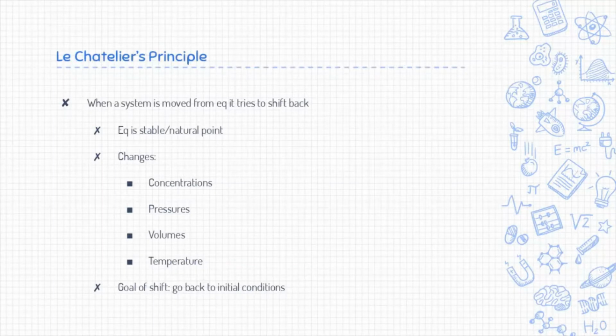You can change the volume of a container where a reaction is happening, either by increasing or decreasing it, and we'll talk about that later. And you can change the temperature by increasing or decreasing the temperature that the reaction runs at. And again, the goal of the shift dictated by Le Chatelier's principle is that the system wants to return towards equilibrium.